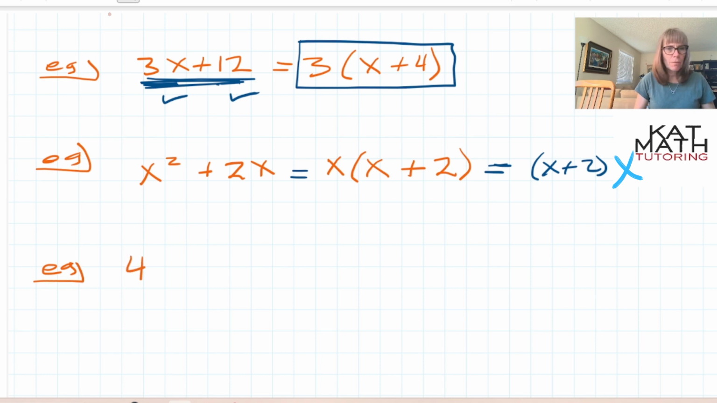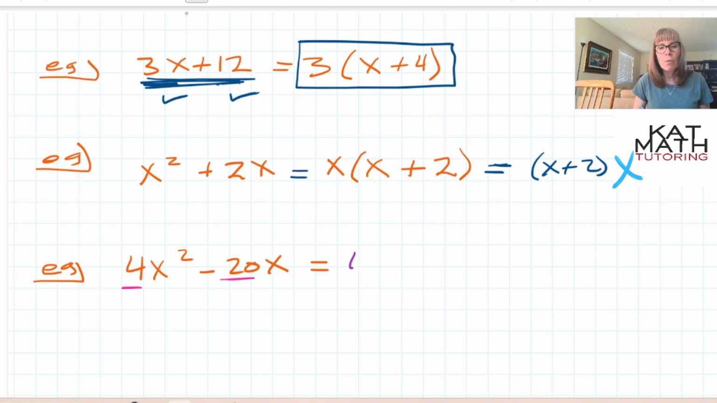So how about this one? 4x squared minus 20x. So here I see I have an x common to both terms, but I also have a number that's common to both terms. Do you see what the common factor is? 4 and 20 are both divisible by 2, but is there a greater common factor? The greatest common factor between 4 and 20 is 4. So 4 is what I'm going to pull out.